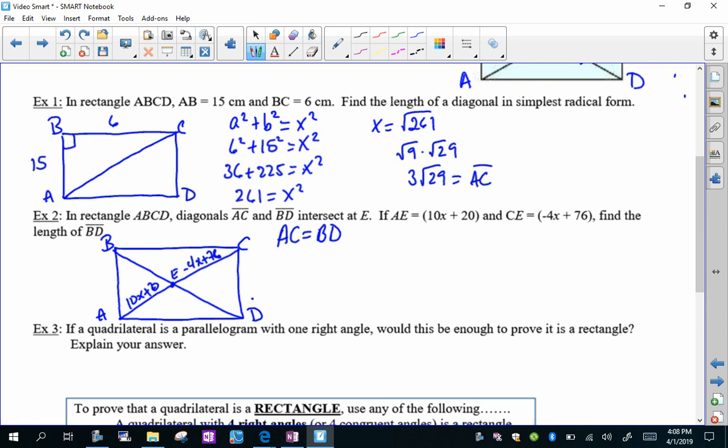So I'm going to have 10x plus 20 equals negative 4x plus 76. All right, so I'm going to add 4x to both sides. So I get 14x plus 20, and that's going to equal 76.